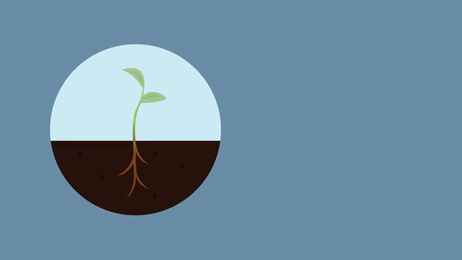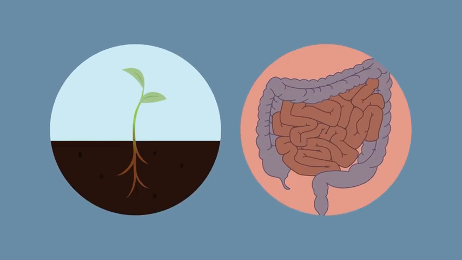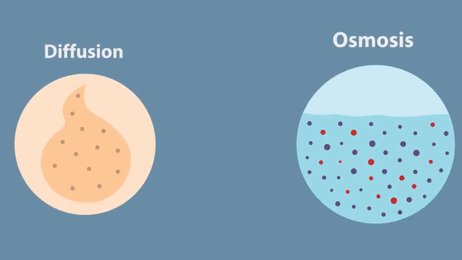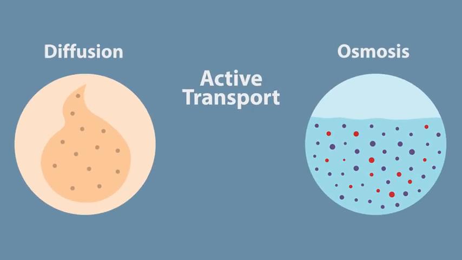The absorption of water by plant roots and the absorption of water in the small intestine and the colon all use osmosis. So we know all about the movement of gases and water. But what is active transport for? Watch part 2 to learn about active transport.